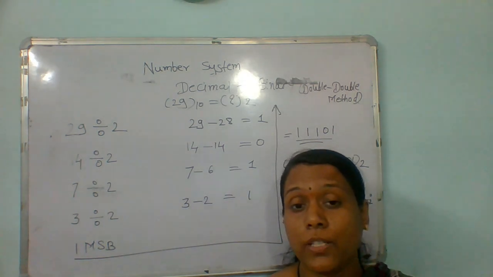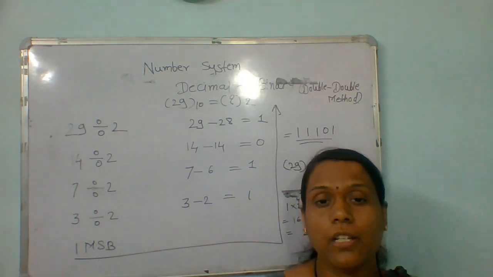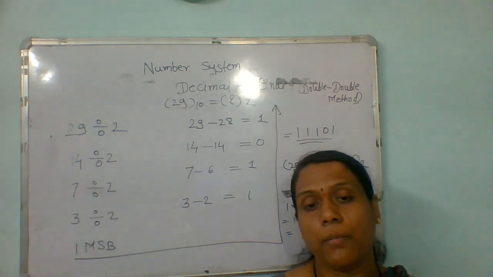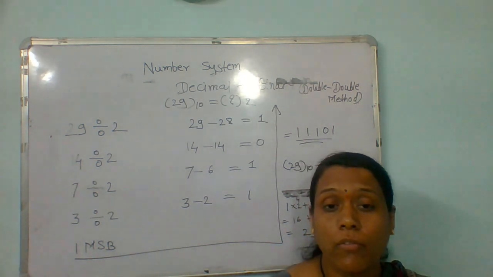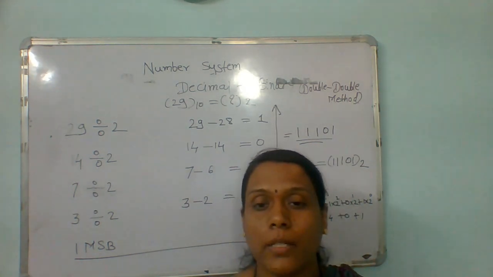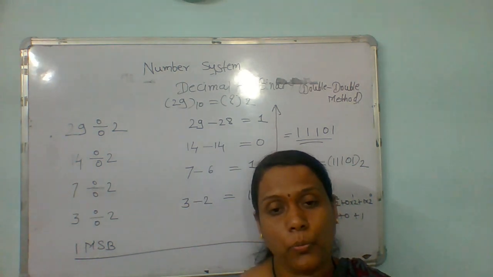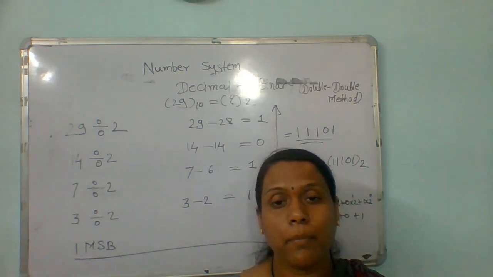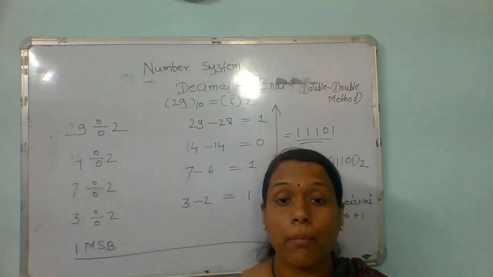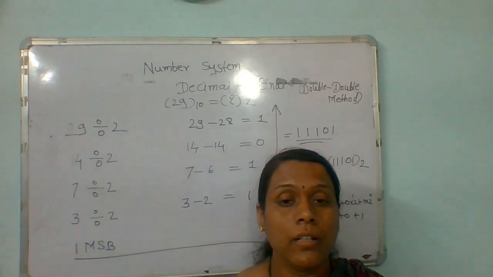Now we are going to see the reverse, that is the conversion of decimal to other. So first we see the conversion of a decimal number into binary. When we perform this conversion, we divide the number by 2, and dividing the number by 2 is called the double method.